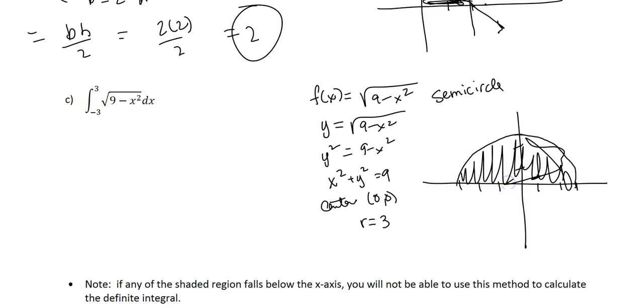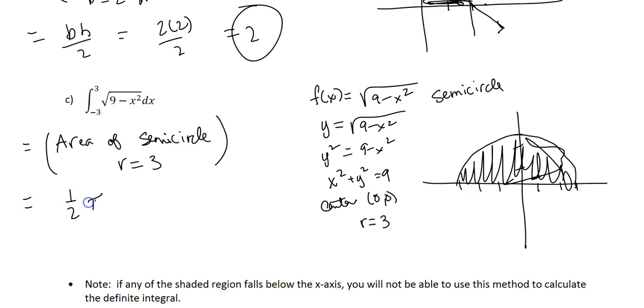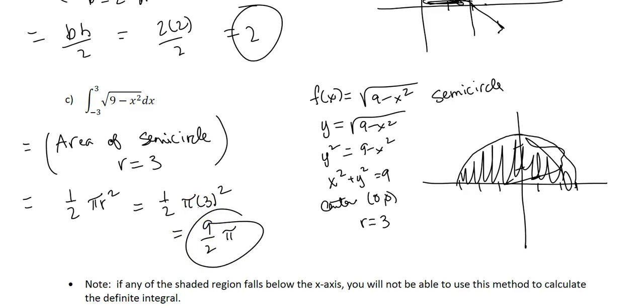And you can see that it is all positive in this region. So this is the area of a semicircle of radius 3. So this is going to be 1/2 times pi r squared, because the circle would be pi r squared. So that's 1/2 times pi times 3 squared, or 9/2 pi. And that would be the value of my definite integral.